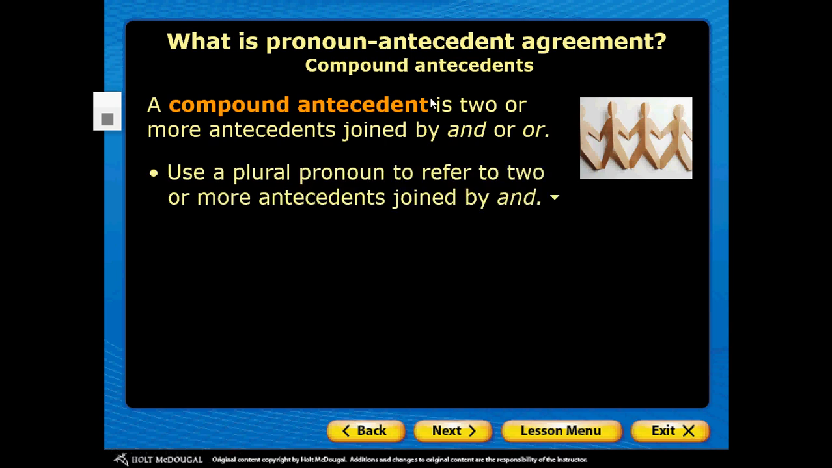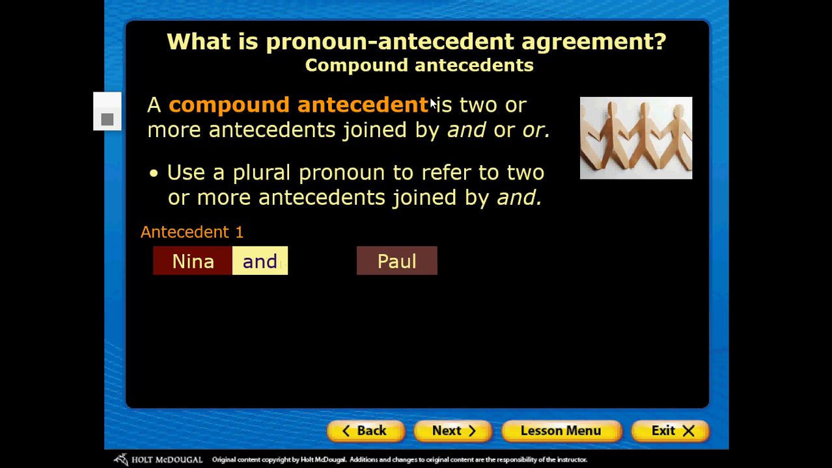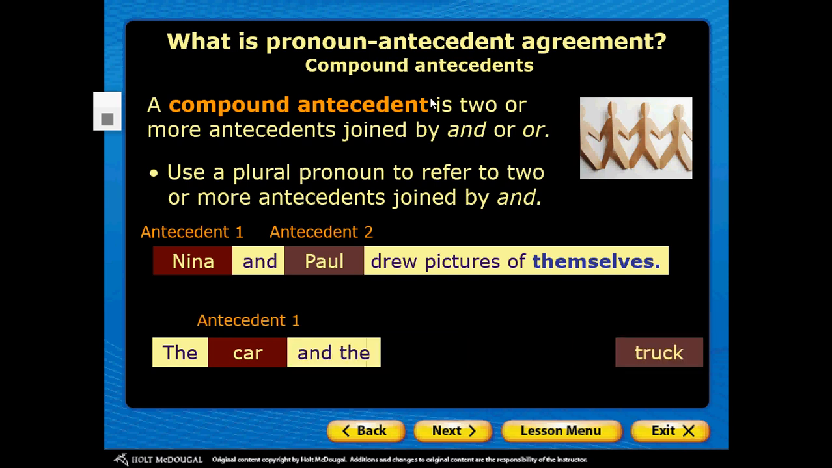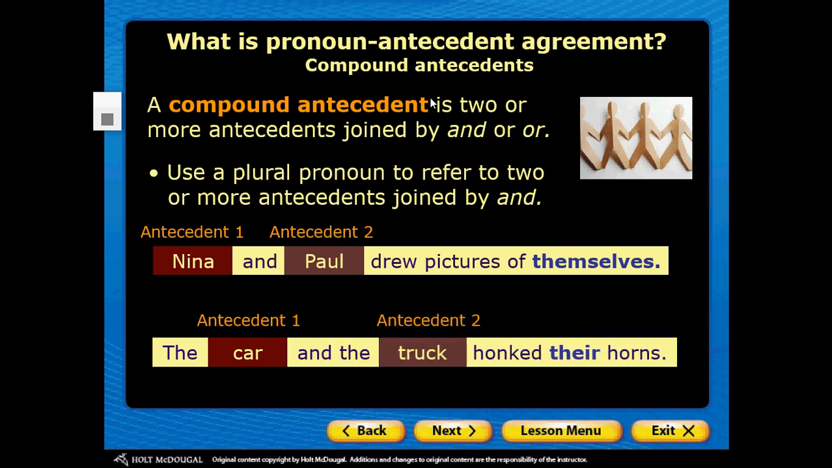So we use a plural pronoun to refer to two or more antecedents joined by and. For example, antecedent 1 is Nina, antecedent 2 is Paul. We're going to join them with and: Nina and Paul drew pictures of themselves. So we just use and in between two antecedents, right? Very easy. We move on to the second sentence.